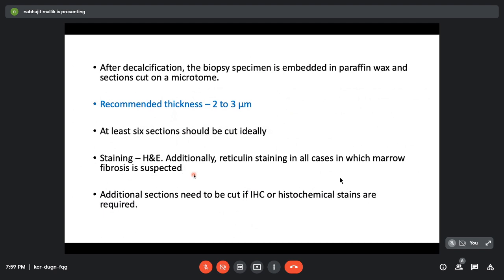Also, in any case where there is dilution of the bone marrow aspirate, the cause could be bone marrow fibrosis. While looking at the bone marrow aspirate, you can already order a bone marrow reticulin stain. Additional sections should also be cut if immunohistochemistry or histochemical stains are required.